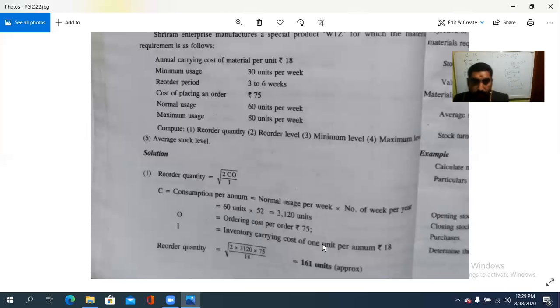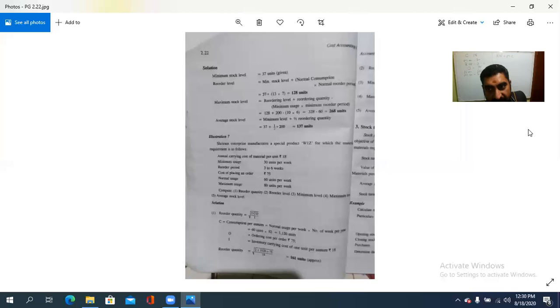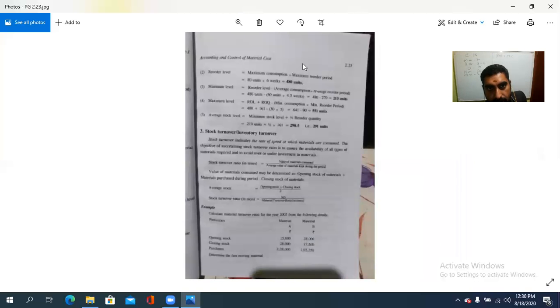Then we are going to calculate the reorder level. How it is to be, we will look into. The reorder level is equal to ROL. Reorder level is equal to minimum level. Reorder level formula, what was it? Maximum, not minimum, maximum level or maximum consumption into maximum reorder period.